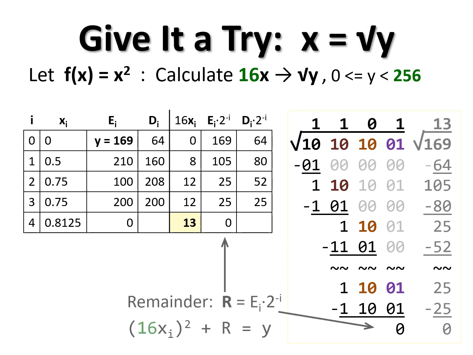Also, this algorithm generates a true remainder, the scaled value of e. At every step, the radicand y, 169 here, is equal to the square of the result plus the remainder r. So as r goes to 0, x goes to the square root of y. That remainder carries extra information, which we can use to extend the accuracy of the algorithm.